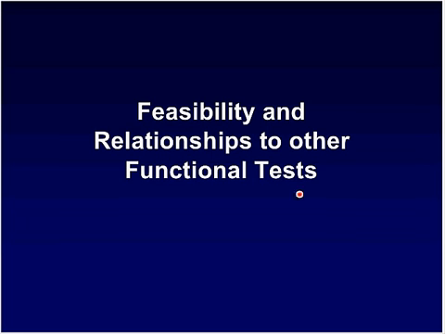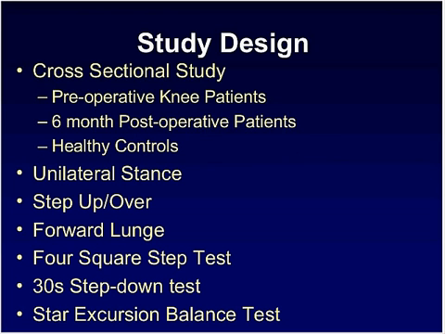What I'm going to talk about now is some of our patient populations that we've looked at for feasibility and also the relationship between different types of functional tests, particularly looking at clinical tests compared to some of the NeuroCom measures. Most of the data I'm going to talk about comes from a cross-sectional study that included both preoperative and 6-month postoperative knee surgical patients for a variety of knee surgeries, and also a group of healthy controls. The Balance Master tests that we utilized were the Unilateral Stance, Step Up and Over, and the Forward Lunge.